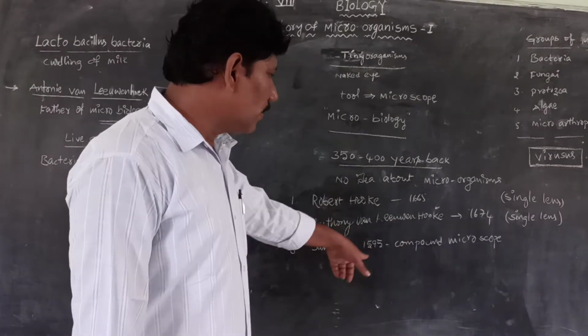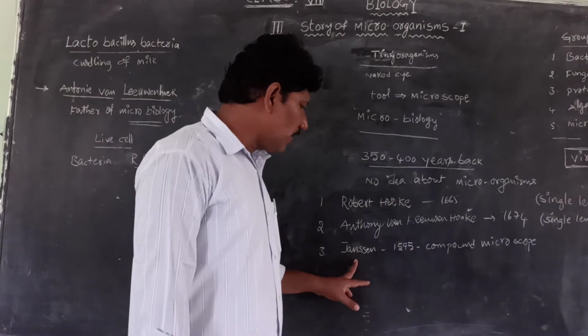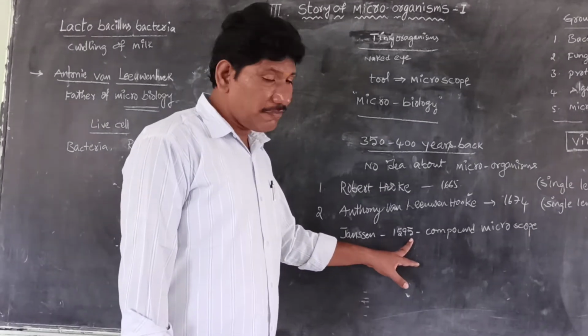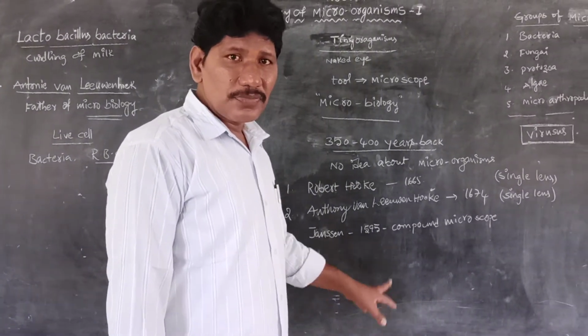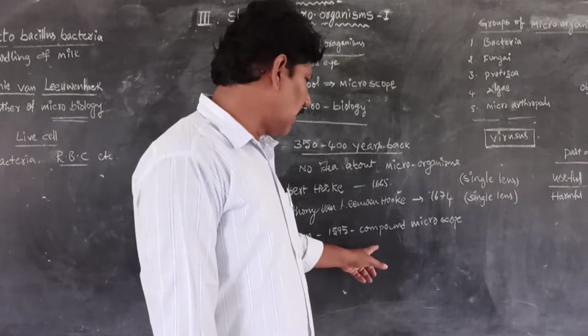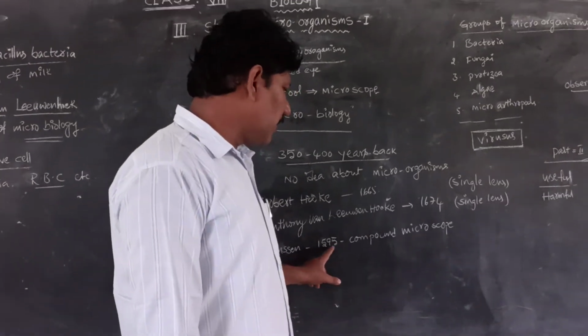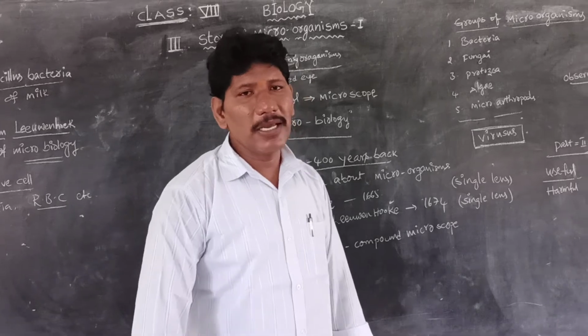Next, in the discovery of microscopes, Zacharias Janssen, in the year 1595, invented the first microscope. It is a compound microscope.